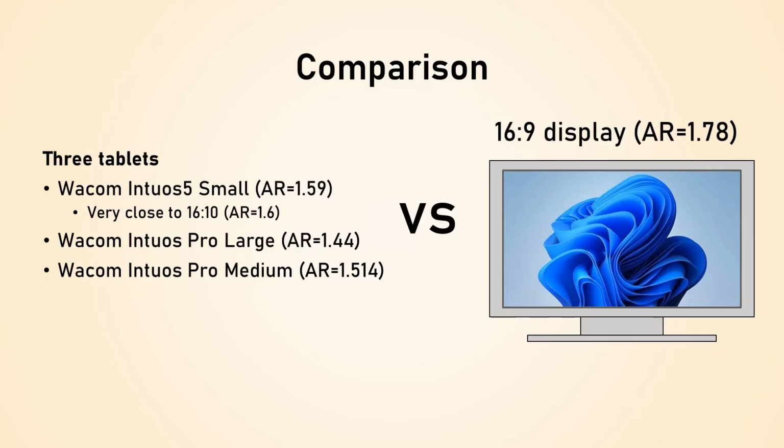Let's start with a display that's 16:9. Again, that's 1.78. And then we'll compare against 3 tablets. Because I do have these 3 tablets available, and Wacom is so dominant in the industry, I'll use Wacom Intuos tablets for this comparison. Each tablet has a different aspect ratio. The Wacom Intuos 5 Small has an aspect ratio of 1.59. That's really close to the 16:10 aspect ratio, which is 1.6. I stress this point because that's the specific case I mentioned earlier that many people should be encountering.